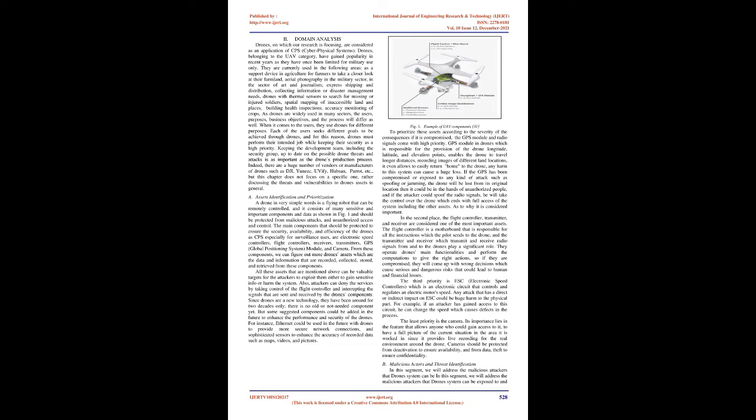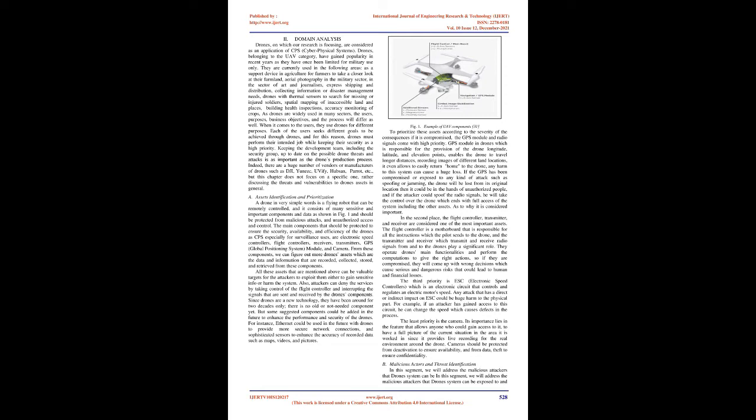In the second place, the flight controller, transmitter, and receiver are considered one of the most important assets. The flight controller is a motherboard that is responsible for all the instructions which the pilot sends to the drone, and the transmitter and receiver, which transmit and receive radio signals from and to the drones, play a significant role. They operate drones' main functionalities and perform the computations to give the right actions, so if they are compromised, they will come up with wrong decisions which cause serious and dangerous risks that could lead to human and financial losses.